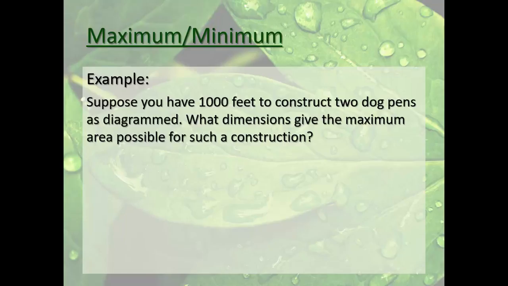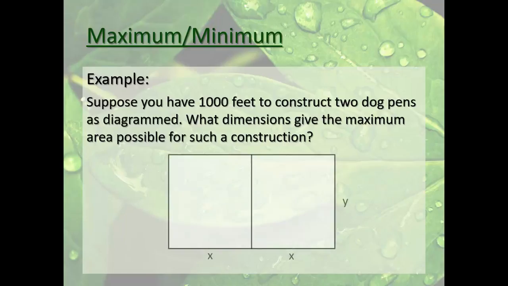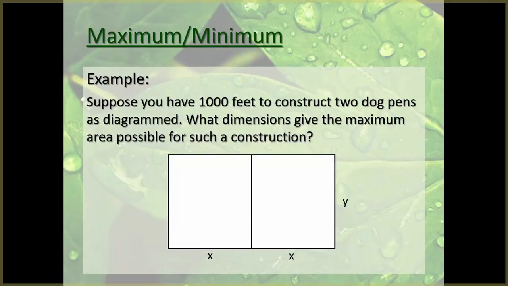Suppose that we have 1,000 feet to construct 2 dog pens as diagrammed. What dimensions give the maximum area possible for such a construction? Well, there's not a diagram. I guess I should put one up there. There we go. They're adjoining dog pens. They're both equal in size, and so we cut the bottom into X and X, and the other dimension is Y. All right, so what we want to do is get the maximum area with the 1,000 feet that we have.